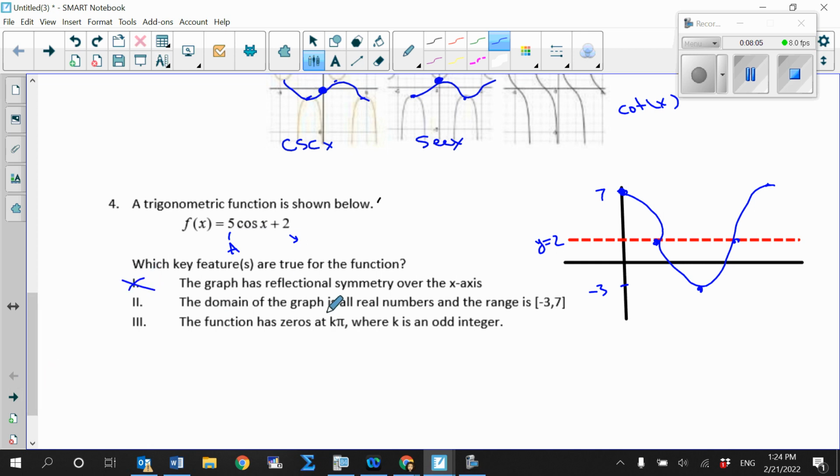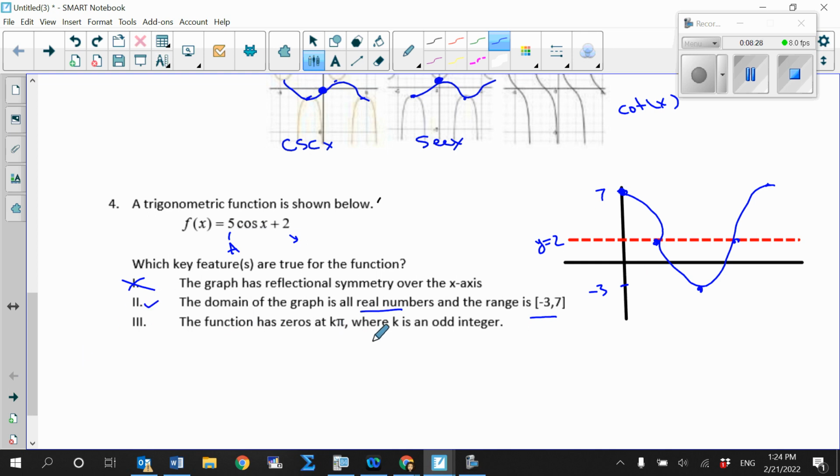The domain of the graph is all real numbers, which is right because we know the function continues to the left and the right side, as a trigonometric sinusoidal function. So this is right. And the range is -3 to 7. That's also right because the lowest point is -3 and the highest one is 7. So that's the range. This one is right.